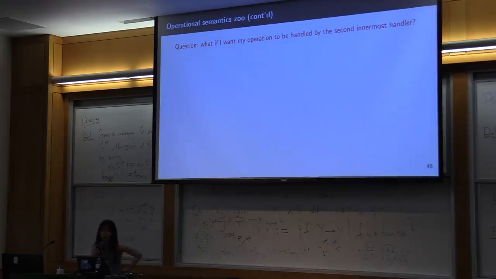So far, we talked about the standard semantics of effect handlers. There are two more variants that I would like to mention quickly. When we say that a handler handles an operation, as I emphasized a few times, it's always the innermost handler that will handle this operation. But what if I want my operation to be handled by the second innermost handler, or the third innermost handler, or the fourth? Such a behavior is not supported in the original operational semantics. So you have to add more things to it.